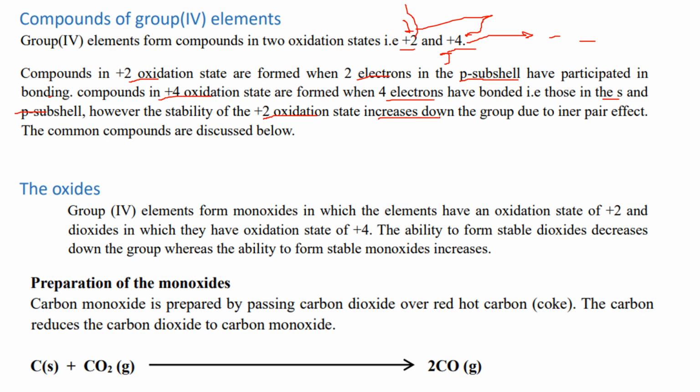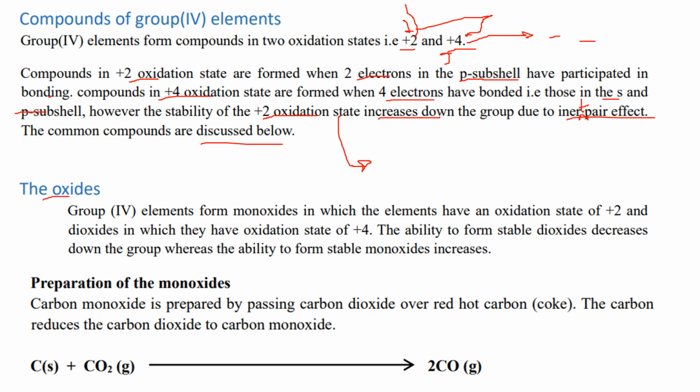Just like in the first video, you're going to see that only lead forms compounds in the +2 oxidation state. Others have their stable compounds formed under the +4 oxidation state. The reason for that is what we call the inert pair effect. And the common compounds are going to be discussed below.